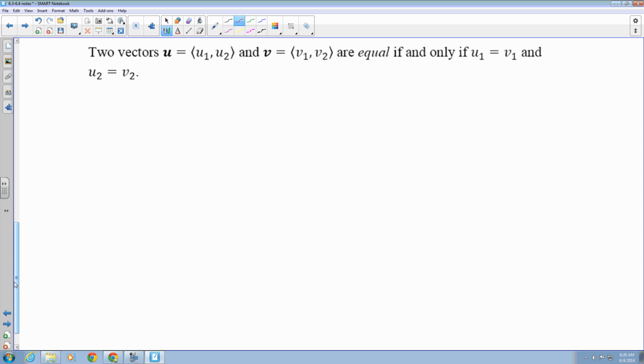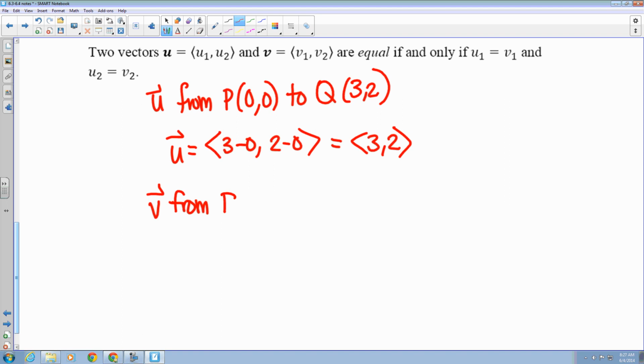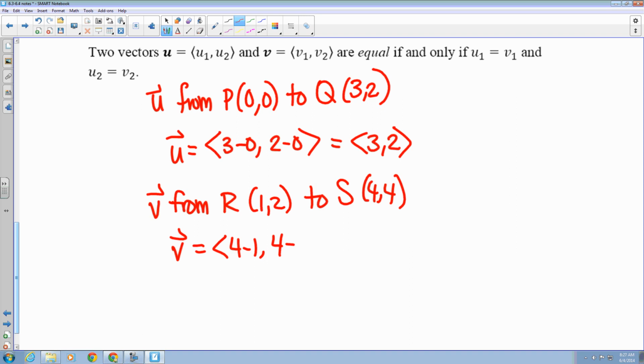So we're going to do a quick example down here, even though it's not here. So let's say we have a vector u from point P, 0, 0 to Q, 3, 2. Let's get that into component form. We get 3, 2. And we have a vector v from point R, 1, 2, to point S, 4, 4. The component form of vector v would be 4 minus 1, 4 minus 2, which is also 3, 2.